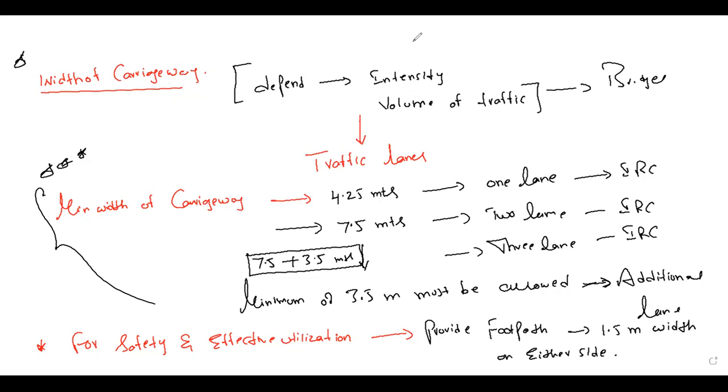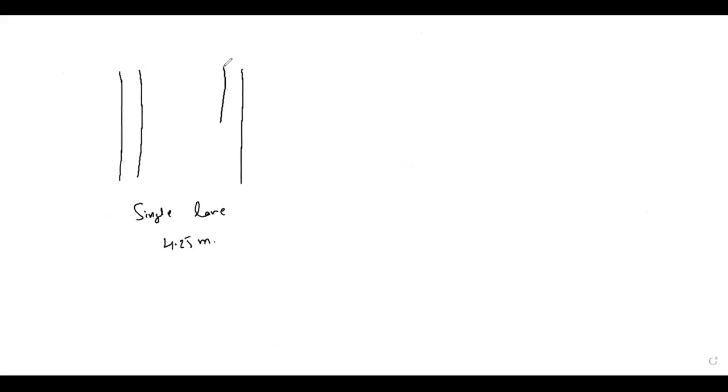Let me draw the diagram also clearly. Let us consider this road. This is a single lane. Single lane means 4.25 meters. You can have a footpath on this side and this side. You can make it 1.5 meter, 1.5 meter as a footpath, and this carriageway will be 4.25 meters.